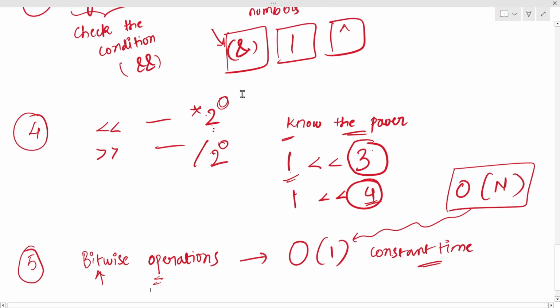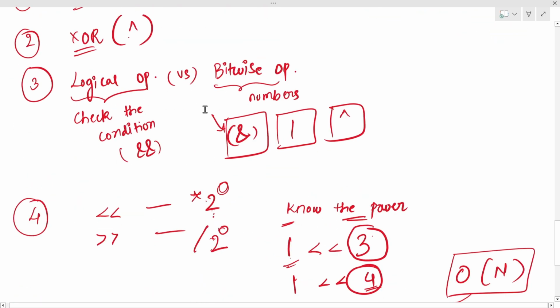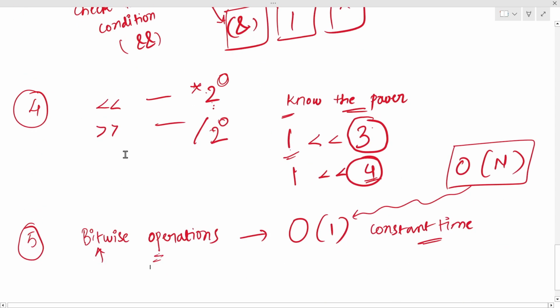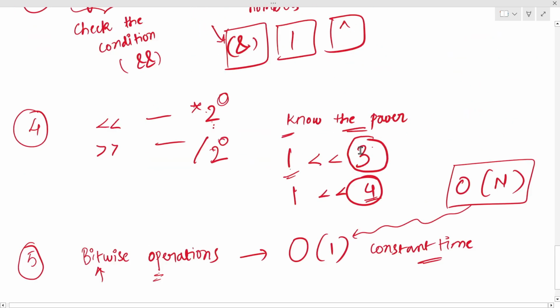Okay guys, we have seen many things, right? Some important facts we have seen, like we should not handle negative numbers, XOR is important, and know the difference between logical and bitwise operators. And we have seen how left shift and right shift give multiplication and division, and that these operations will take constant time, big O of 1.